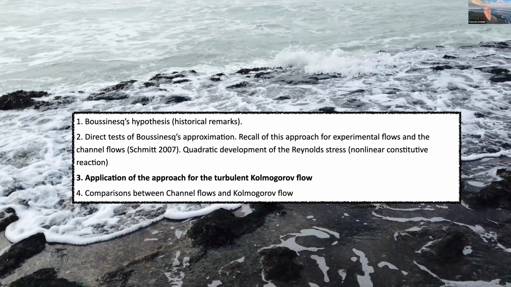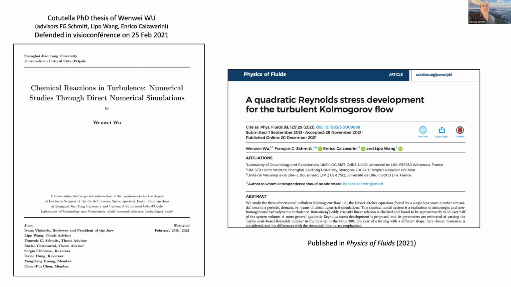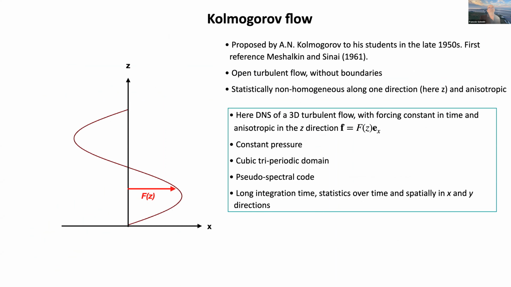And when we were speaking about the Kolmogorov law, I was interested to see if we can apply the same approach to the turbulent Kolmogorov law. So it's what has been done in the PhD thesis of Wenwei Wu. This thesis was defended last year, in February 2021. It was a co-tutela between France and China. And the advisors were myself, Enrico Calzaberini, and Lipo Wang from Shanghai. And part of what I'm showing here is published in this paper of 2021 in Physics of Fluids.